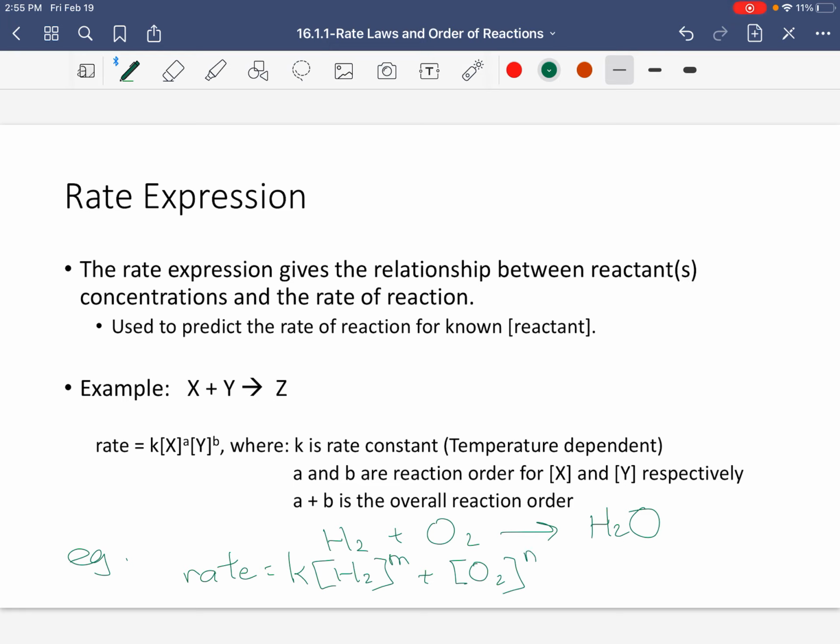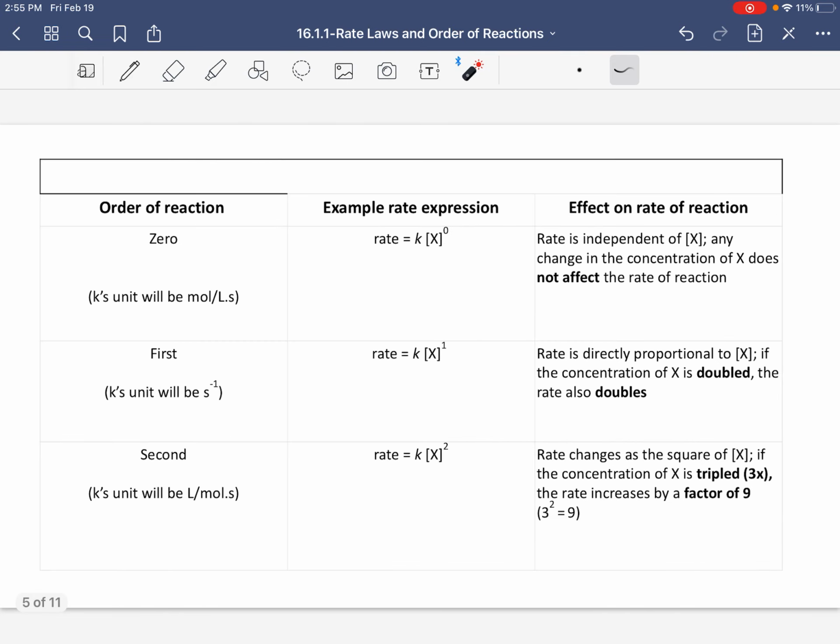Now, you notice that I use M and N. It doesn't really matter in this case. Basically it is a certain number here. It could be 0 too. Okay, so let's take a look at these reaction orders.